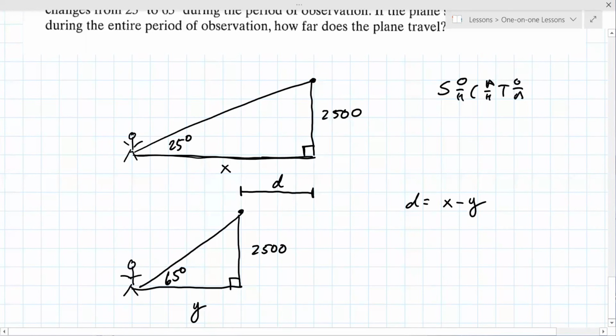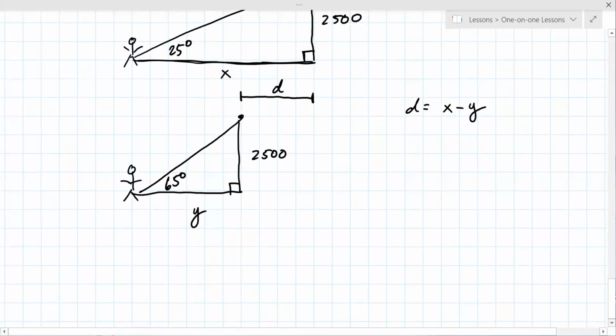To find X, I'm always going to ask you the same question, because it's your ability to use these three trig functions relative to this angle right here, 25 degrees. What is 2,500 and what is X? And as a result of that, which of those three trig functions are you going to use? Okay, so 2500 is opposite and X is adjacent. So tangent. The tangent of 25 degrees equals the opposite, 2500 over X.